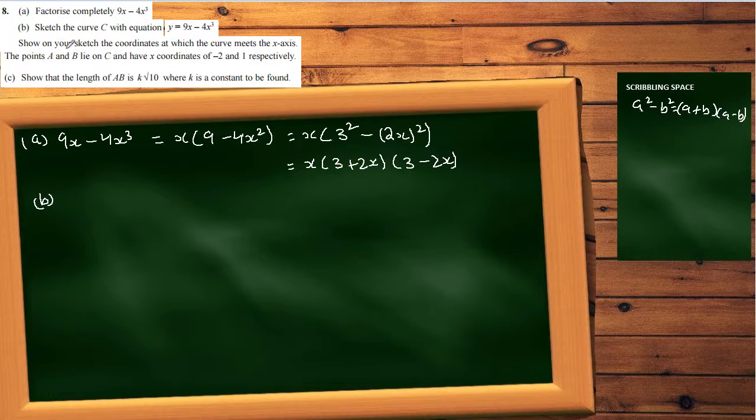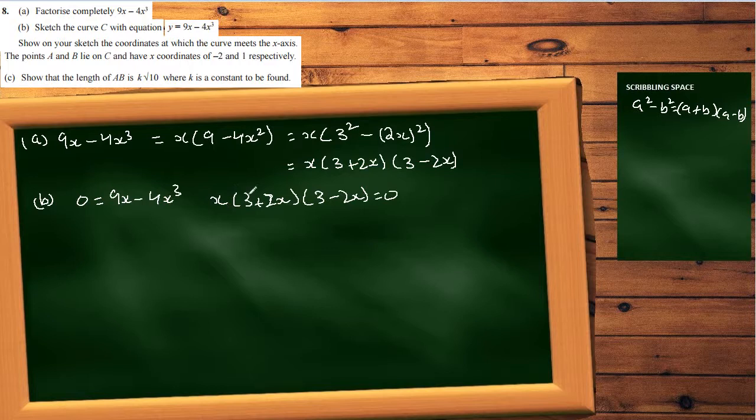So what happens when a curve is touching the x-axis? We know that y is equal to 0, right? So let's just put it like this. 0 equals 9x minus 4x cubed. Now you already have factorized this, so that will help us. So we'll write it as x into 3 plus 2x into 3 minus 2x equals 0.